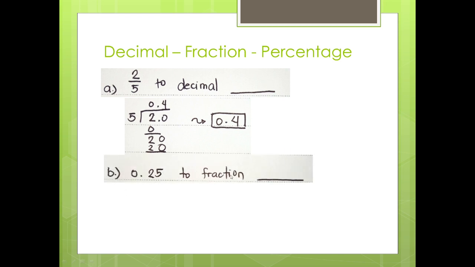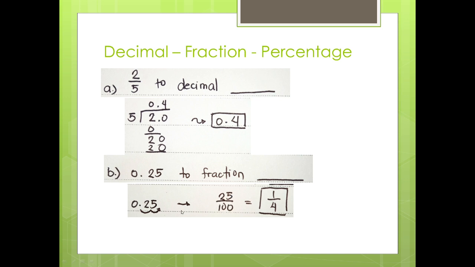0.25 to convert to fraction, so decimal to fraction. So how do we do this? We must make this 0.25 into a whole number by moving this decimal point all the way to the right. So that gives us two moves. So 1 and then 2. Okay, so that gives us 25 over 100.